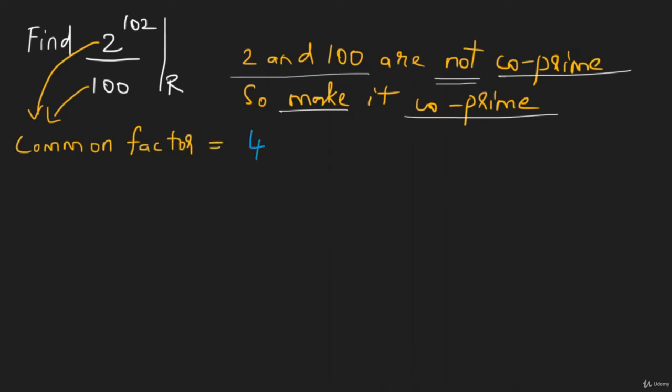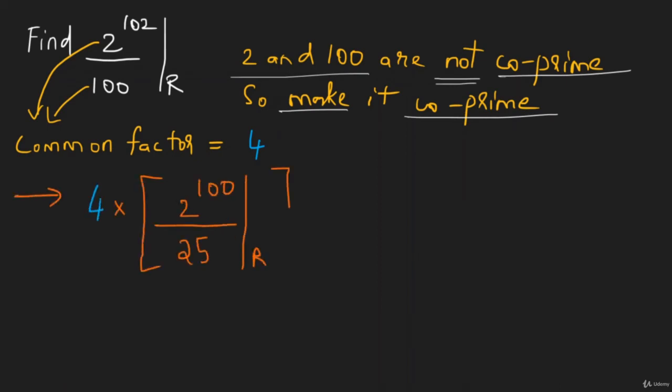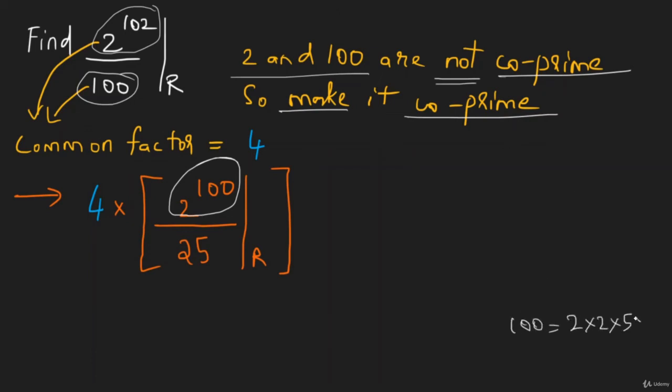So let's take out 4 both from the numerator and from the denominator. When we do that, we are left with this, right? So I have over here 2 to the power 102. I'm taking out 2 2's, so this becomes 102 minus 2, that's 2 to the power 100. Similarly, from 100 I am taking out 2 to the power 2. We have seen 100 is equal to 2 into 2 into 5 into 5, so I am taking out this part and I'm left with 5 into 5, or 25.